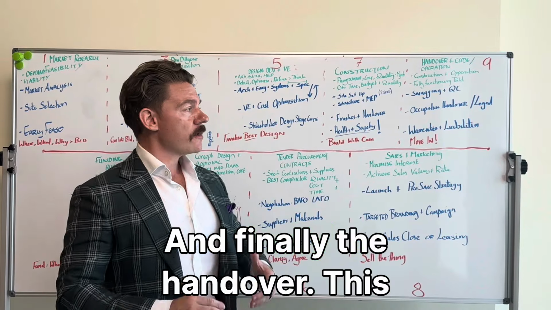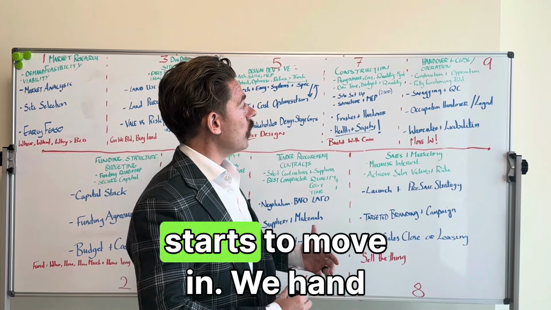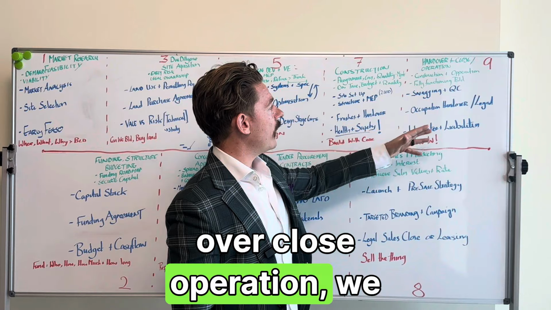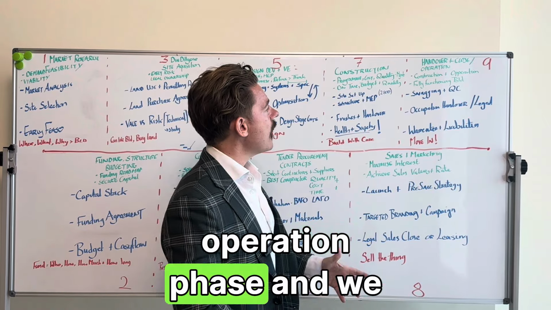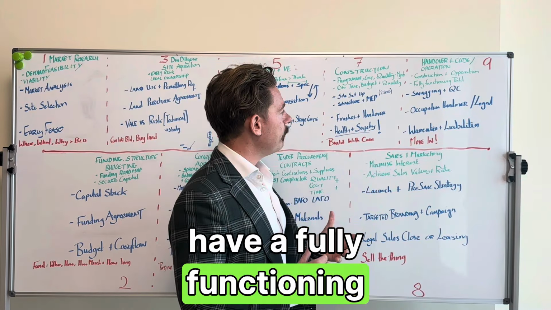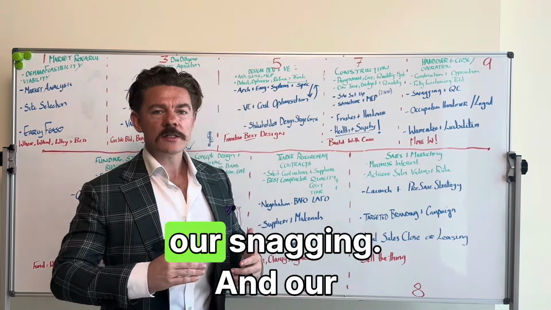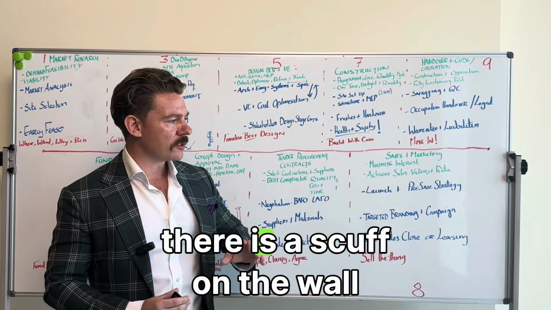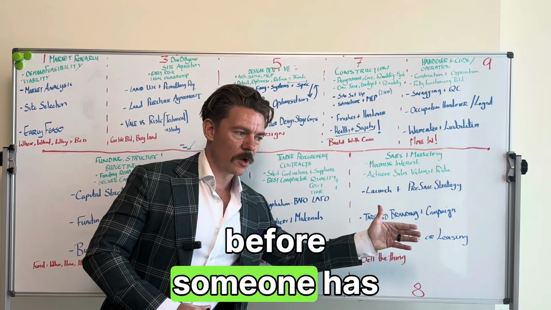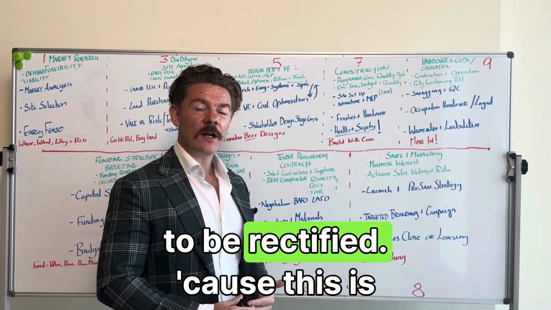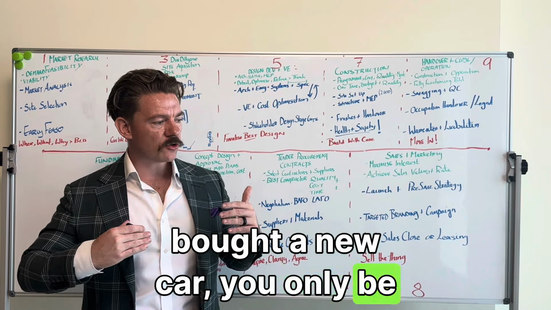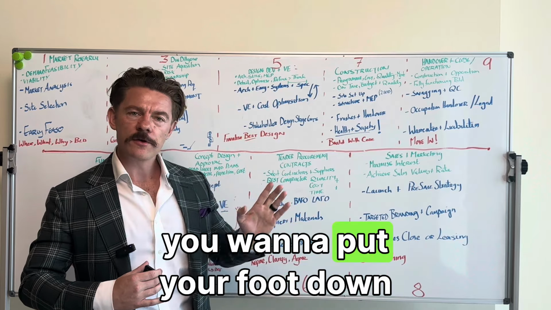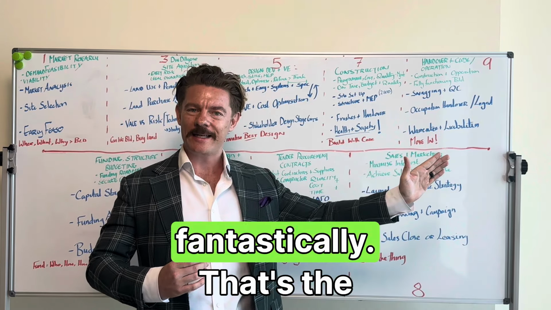And finally, the handover. This is where everybody starts to move in. You hand over, close operation, we close the construction down, we move into the actual operation phase, and we have a fully functioning building. Now, we'll start to do our snagging, and our snagging means that if there is a scuff on the wall before someone has ever moved in, then that needs to be rectified, because this is the part where if you just bought a new car, you want to be driving that car off the lot and you want to put your foot down and it just goes and it works fantastically.